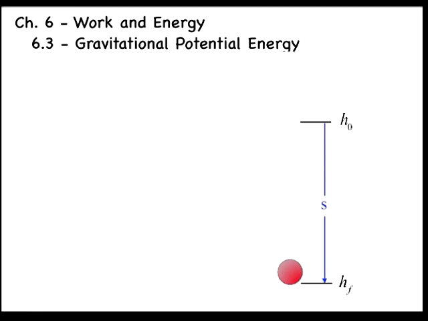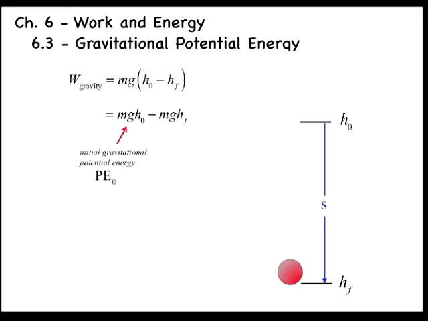Let's go back and look at the equation we derived for the work done by gravity when moving an object from one height to another. We had W gravity equals mg h0 minus hf. We can rewrite this as W gravity equals mg h0 minus mg hf. Each of the terms on the right represents the gravitational potential energy of the object at a specific height. In other words, the work can be written as W gravity equals PE0 minus PE final, where PE stands for potential energy.